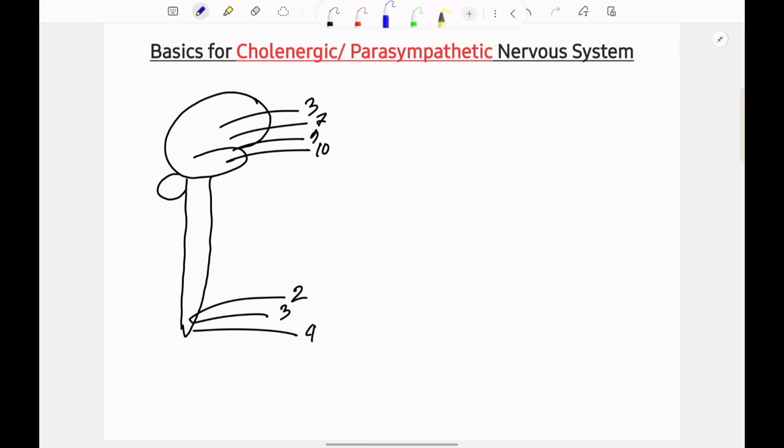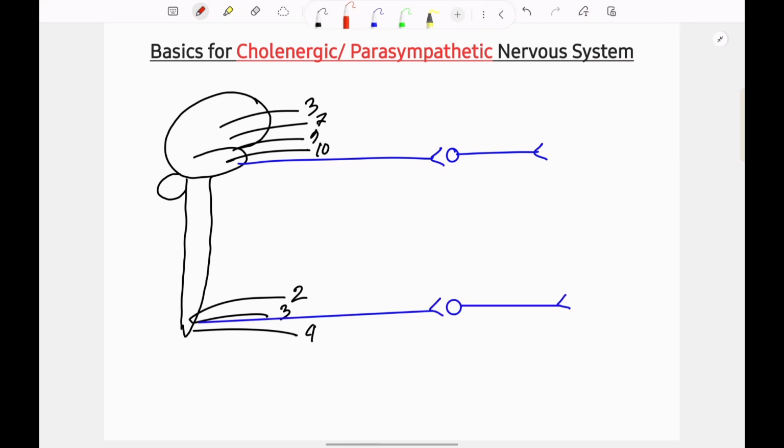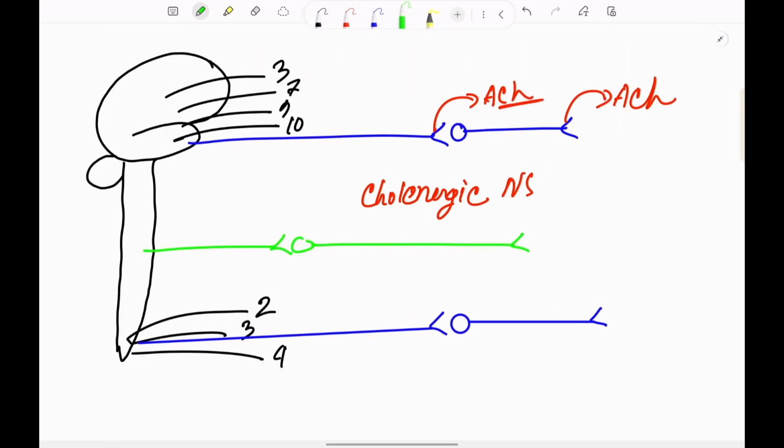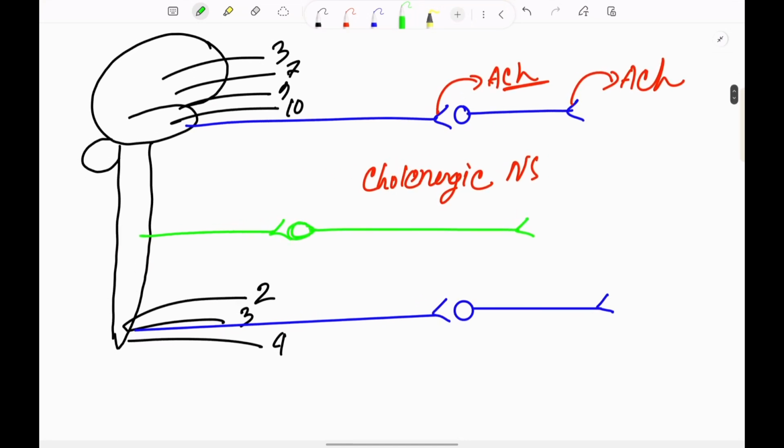We have also seen that parasympathetic preganglionic fibers are longer and postganglionic fibers are shorter. The parasympathetic preganglionic fiber secretes acetylcholine and the postganglionic fiber also secretes acetylcholine. As the name contains choline, this is also called the cholinergic nervous system. We discussed earlier that the sweat gland is supplied by the sympathetic thoracolumbar outflow, but there the neurotransmitter, both preganglionic and postganglionic, is acetylcholine. So it is not under our parasympathetic nervous system. You must remember that.